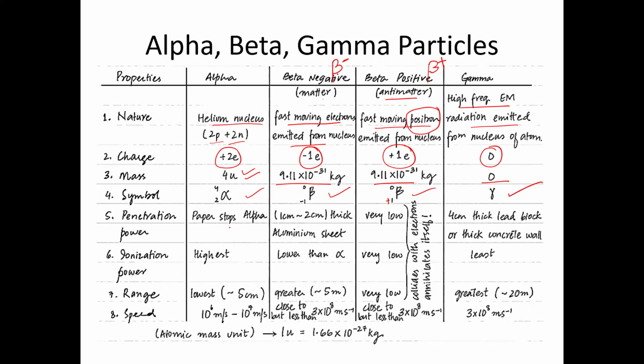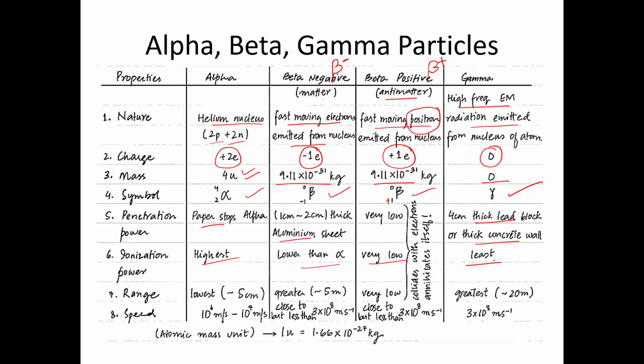Penetration: alpha is having the least penetration and can be stopped by a paper. Beta are having mediocre sort of penetration power and can be stopped by aluminium. Likewise, beta positive is also having very low penetration power and can be stopped by aluminium. And gamma is having the highest penetration ability and can be stopped by a thick lead block or concrete wall. Alpha particle has the highest ionization ability. Beta particle is having lower than alpha. Likewise, beta positive is also having lower than alpha.